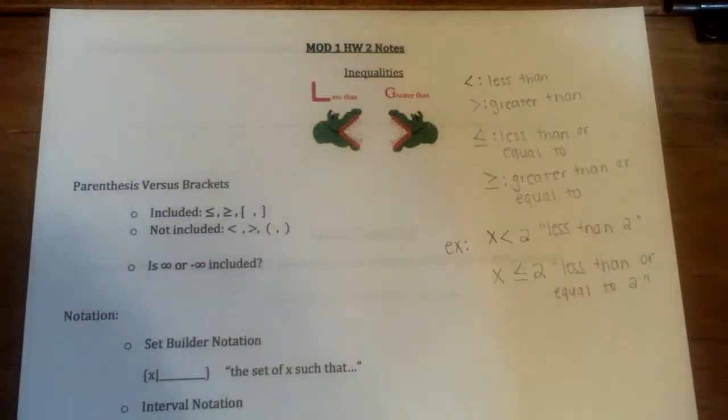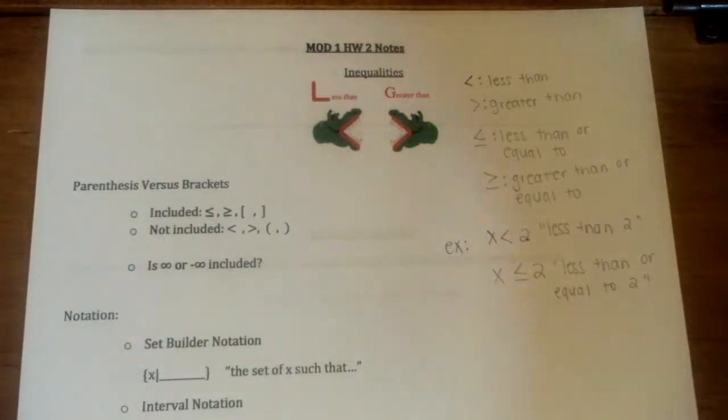So if we have an answer, can infinity or negative infinity ever be included? Well, could we ever reach infinity or negative infinity? No. Because we can never reach infinity or negative infinity, it's never going to be included. So no.